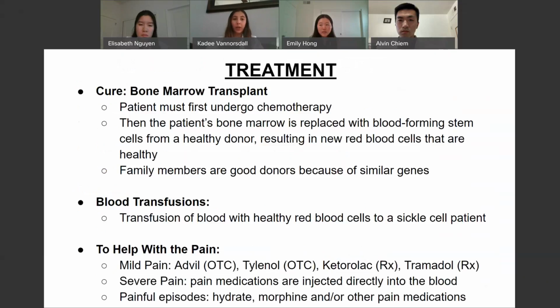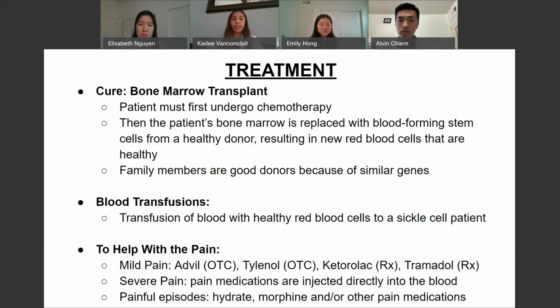As for medicine and what your doctor can do to help people with sickle cell disease, there are actually many options. There is only one cure though, and this includes a bone marrow transplant. A bone marrow transplant first starts with chemotherapy, and then the patient's bone marrow is replaced with blood-forming stem cells from a healthy donor. This results in new red blood cells that are healthy. This is so the red blood cells can grow to be strong and multiply. The best person to get blood from usually is family members because their genes are most closely related to yours.